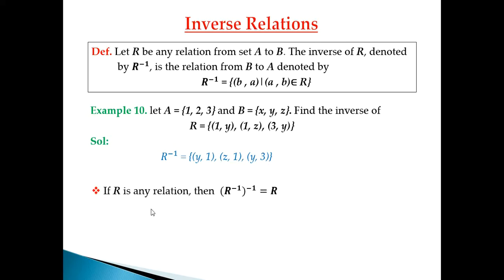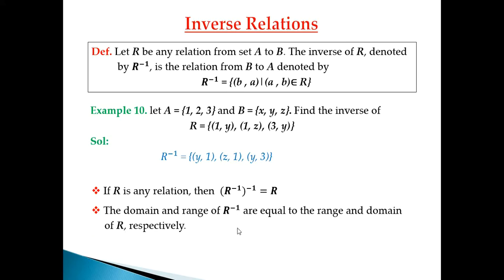So now one property is that if R is any relation, then the inverse of R inverse will be R. And the domain and range of R inverse are equal to the range and domain of R. Clear? Next, if R is a relation on A, then R inverse is also a relation on A. So now I think it is clear what a relation is, what the domain and range are, how we can calculate the relation and the ordered pair elements, and what the inverse relation is, right?